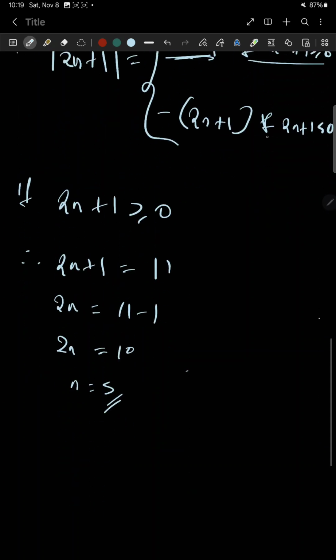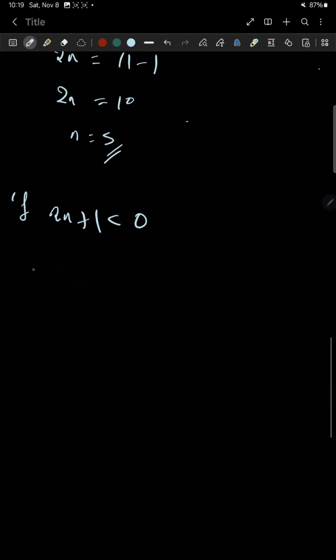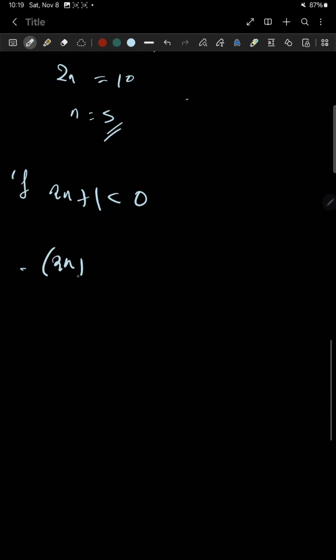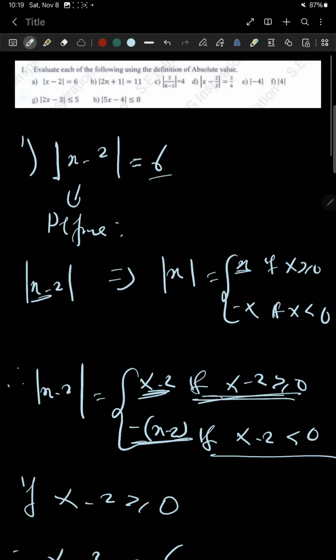Then the second condition is this one. If 2n plus 1 is less than 0, then this is what I will equate to 11. So negative of 2n plus 1 is what will be equal to 11. Then negative 2n minus 1 is equal to 11, then negative 2n is equal to 11 plus 1, then negative 2n is equal to 12, then n is equal to negative 6. Okay, so that's how you go about these questions.